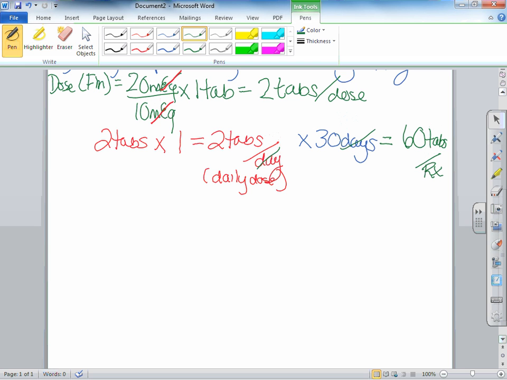All right. I know I'm showing you guys step by step, but basically all you're doing is you're taking 2 and multiplying it by 30. You're taking your dose of 2 tablets. That's your daily dose, and that's how much you're taking in one sitting. You're basically taking 2 tablets and multiplying it by 30.